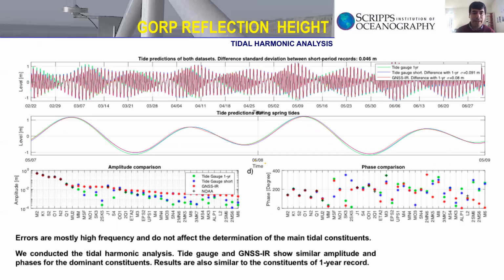And here we are doing a harmonic analysis, and from the harmonic analysis, we are trying to obtain the amplitude and the phase of the dominant constituents of the tides. And you can observe that the most dominant constituents, the first 7 constituents, are very well captured by the GNSS interferometric reflectometry technique, comparable to the tide gauge. And also, we can observe here a comparison, with the crosses, with the official constituents reported by NOAA for this station. And we are having very good news in terms of astronomical tide analysis.